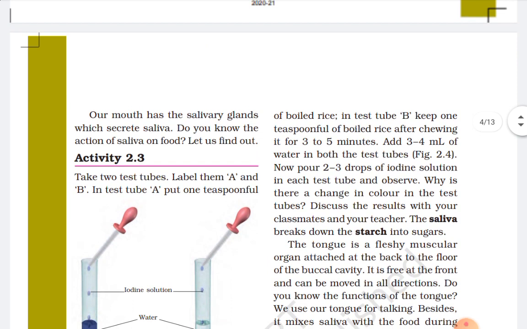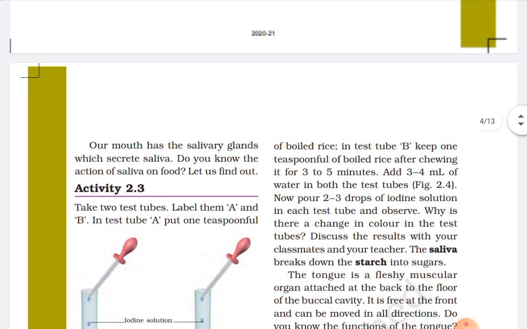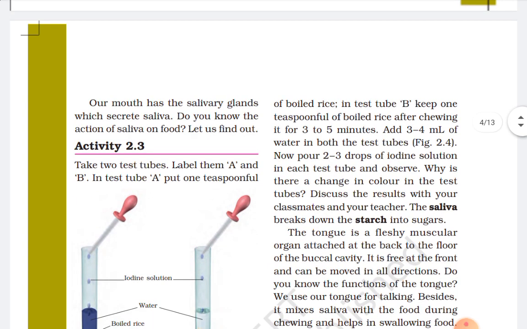You were thinking that it goes into the stomach and then it starts. No, saliva has amylase which digests or makes the complex carbohydrate substance into a simpler substance, for example starch. Do you know the action of saliva on food?